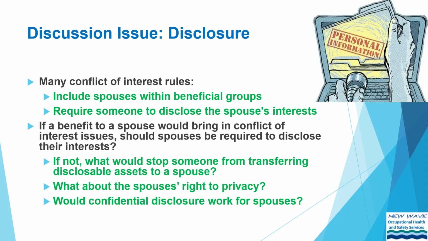Would confidential disclosure work for spouses, where the information is passed along to someone who will only use it for the proper purposes? Where should we find the perfect balance between managing conflict of interest and unreasonable invasion of privacy?